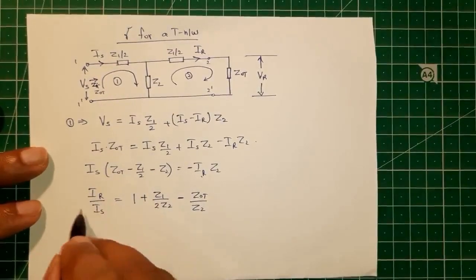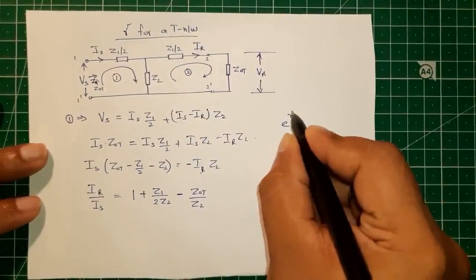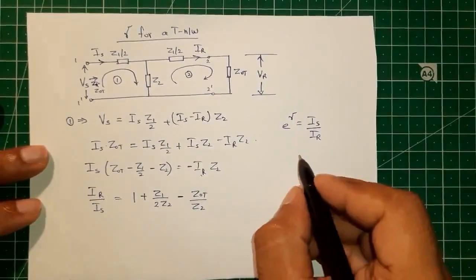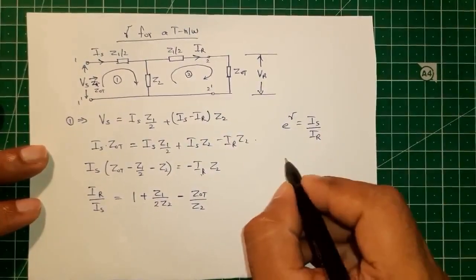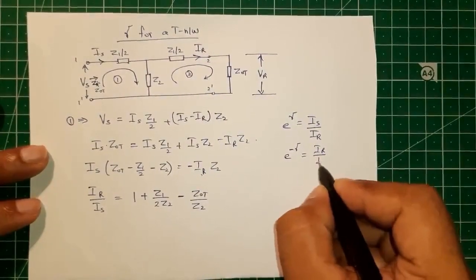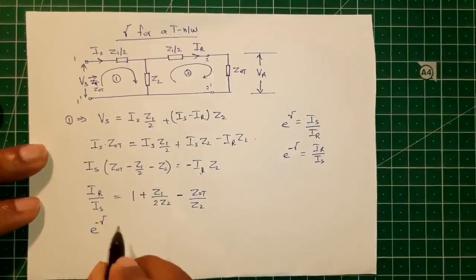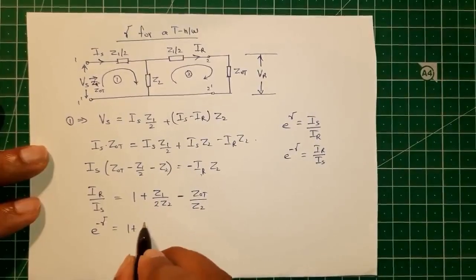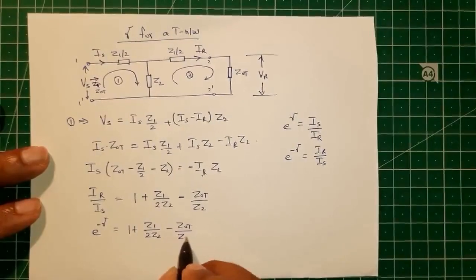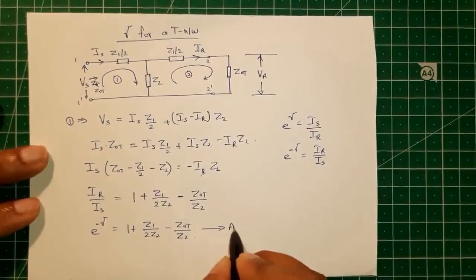So what is this? We have e power gamma is equal to Is by IR. So what is IR by Is? That will be equal to e power minus gamma. So on the left hand side we are having e power minus gamma. That is equal to 1 plus Z1 by 2 Z2 minus Z0 T by Z2. So we have one equation here.